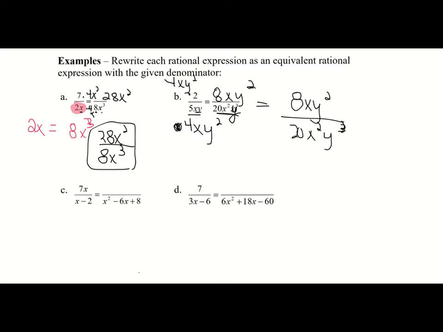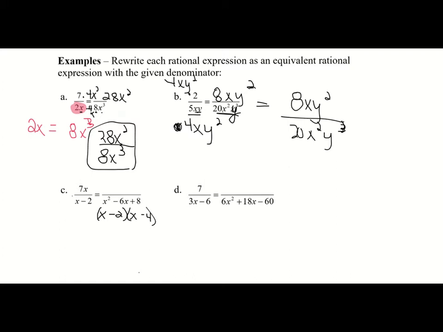Now, for C, it's nice they gave us this x squared minus 6x plus 8, but it's not in factored form. We really need it in factored form to help us out. So let's factor that first. And it would factor to x minus 2, x minus 4.